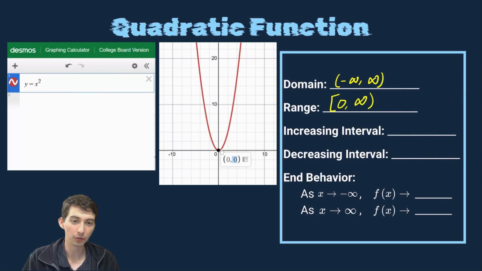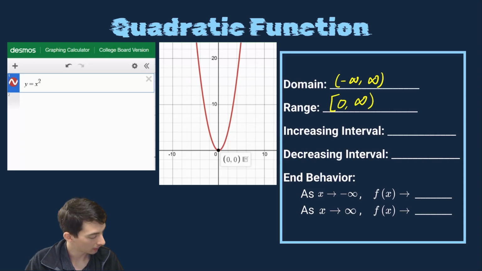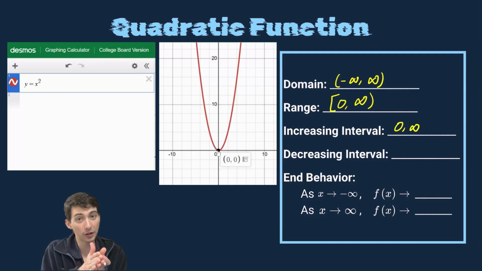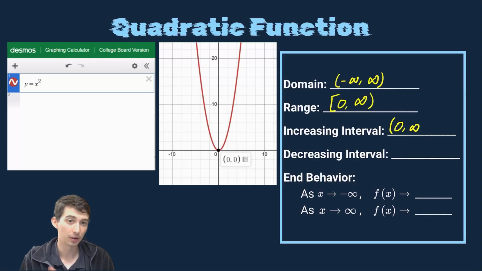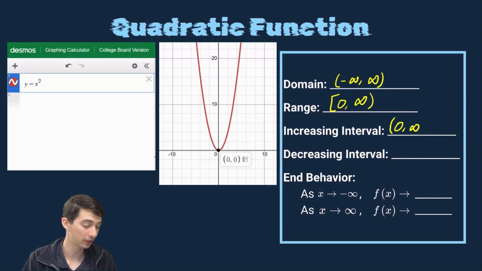My increasing interval is again the same. After I cross this lowest point right here, all of my y values are increasing with my x. So we're just going to write an interval notation this time. It's going to go from 0 to infinity. All of those y values are going to be getting bigger. But again, at 0, we're not doing anything specifically. That's our turning point. So everything that's just past 0 is going to start increasing. So I'm going to use a parentheses around 0 and a parentheses around infinity.